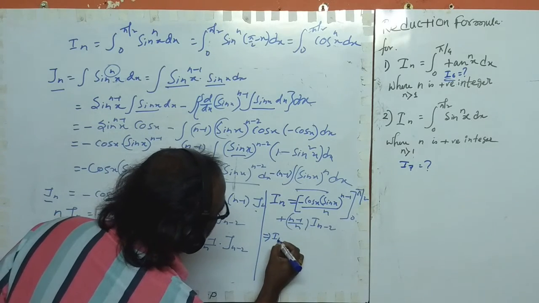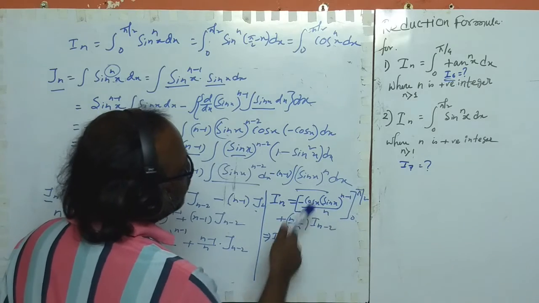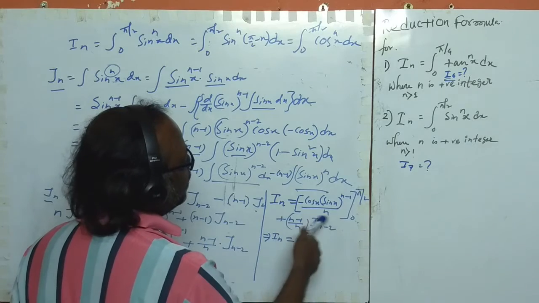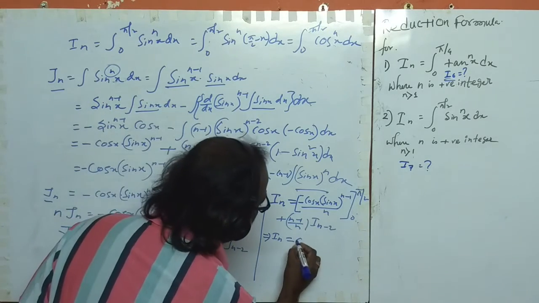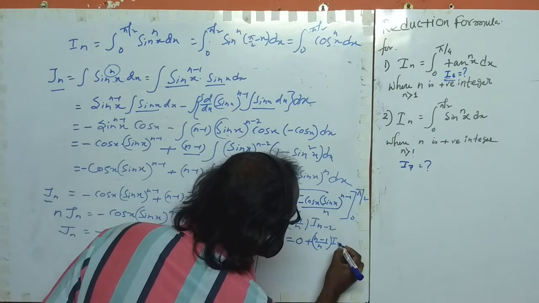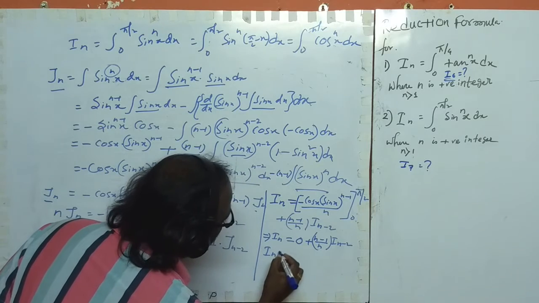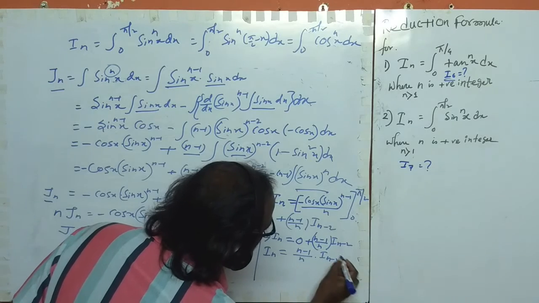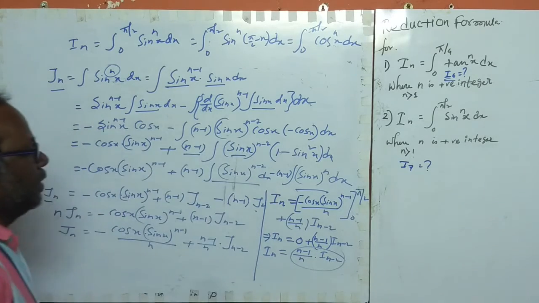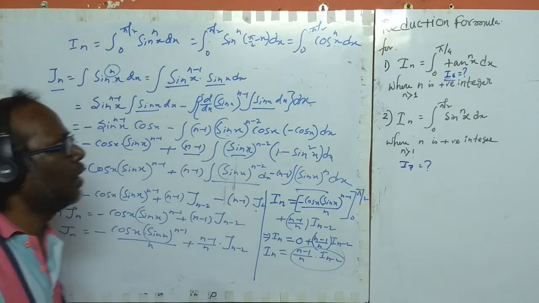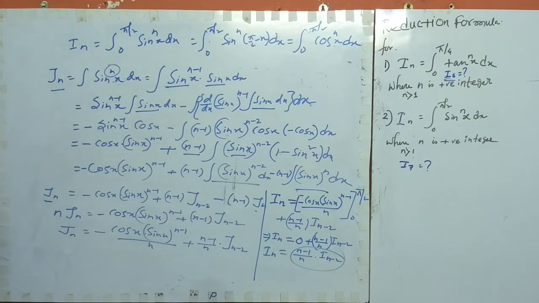This implies that In is equal to, we put the value, that is pi by 2, cos value is 0, sin is 1, therefore it is 0, and at the lower limit it is 0. That's why it is 0 always. N minus 1 by n, this is In minus 2 here. So In equals n minus 1 by n into In minus 2. Okay, this is the reduction formula for In equal to the integral from 0 to pi by 2 of sin x to the power n dx, or cos x to the power n dx also.